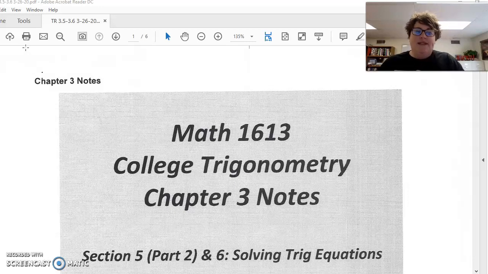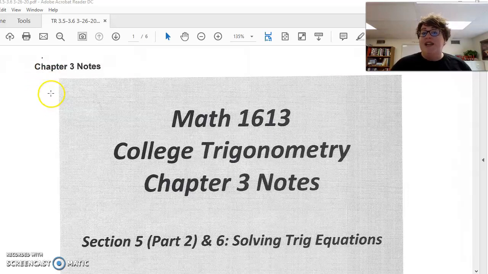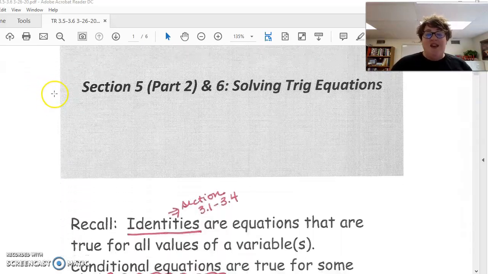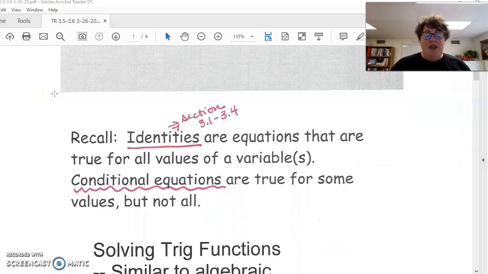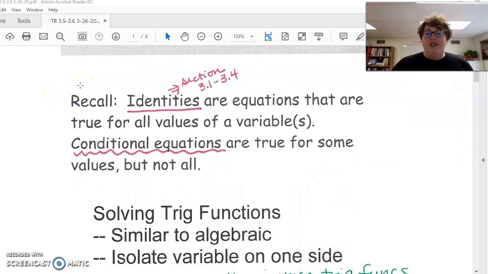So on Tuesday we talked about inverse trig functions, and with those inverse trig functions we were able to find angles. Remember, inverses give you angles, regular trig functions give you coordinates. So what we want to do today is solve trig equations. We actually want to get out that theta or that x value that's there. So think about sections 3.1 to 3.4. These were identities that we did. Identities are equations that are true for all variables that you put in. It doesn't matter what angle you put in, it's always true.